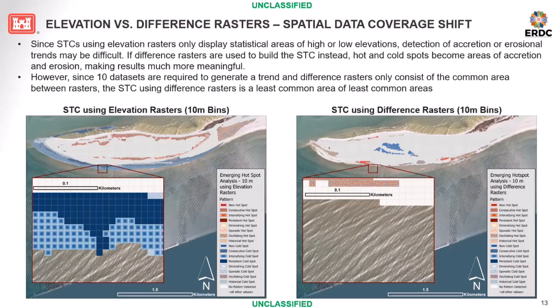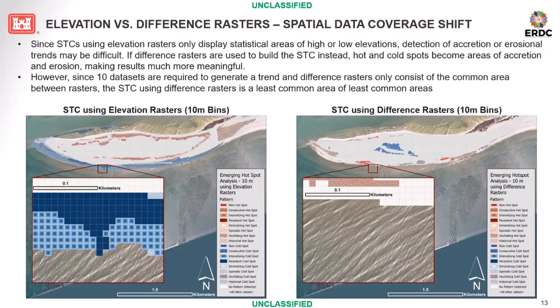Basically, we started with the elevation rasters themselves and just built a space-time cube using basic DEMs. And we found that emerging hotspot analysis results basically showed us that statistically significant low values are your bathy and your statistically significant high values are your dunes, which makes sense, but it doesn't really mean a whole lot to us. We know where our high values are and we know where our low values are.